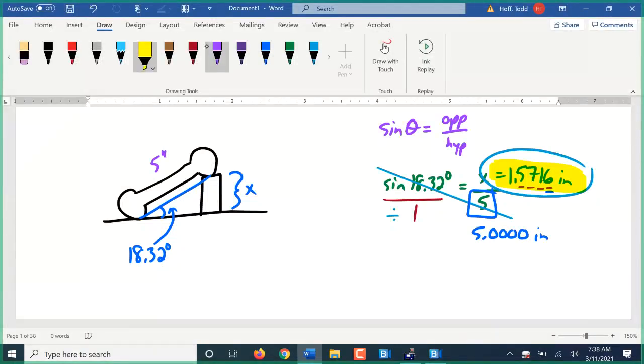Now, you guys probably don't have your gauge block sizes memorized.